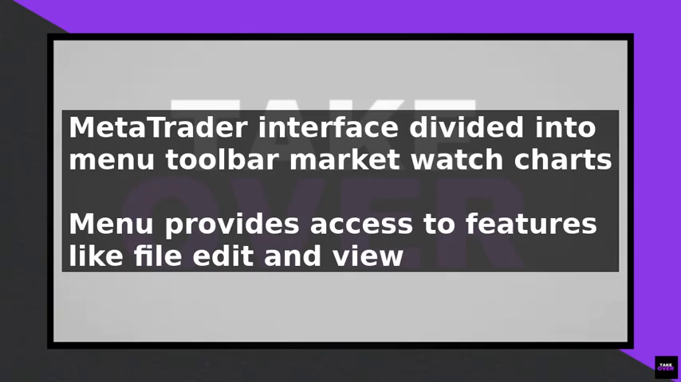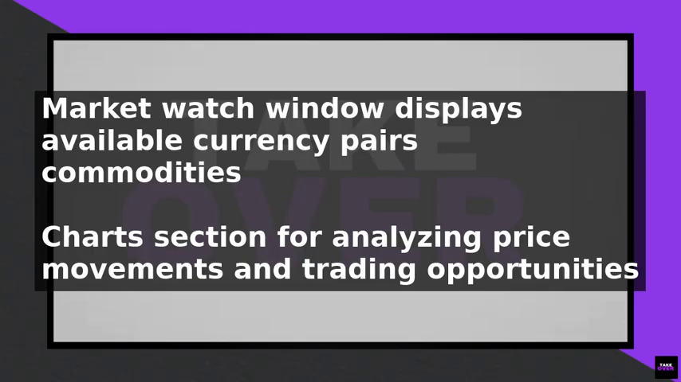To open a new chart, click on the File menu and select New Chart. Choose the instrument you want to trade and the time frame. MetaTrader offers a range of time frames, from 1 minute to 1 month. You can also apply various technical indicators to the chart, such as moving averages and relative strength index.